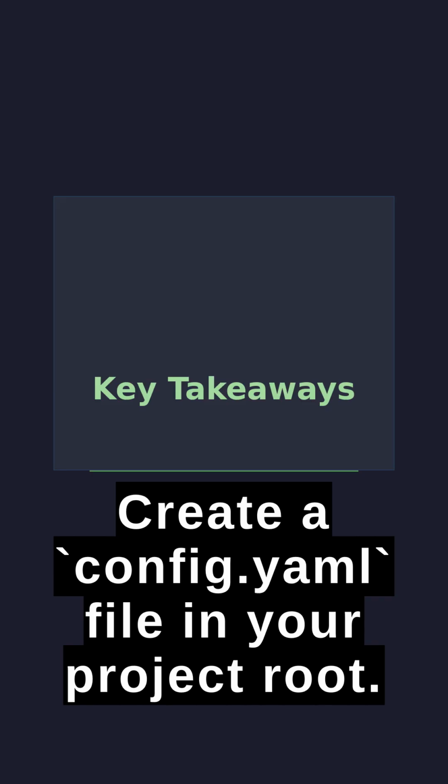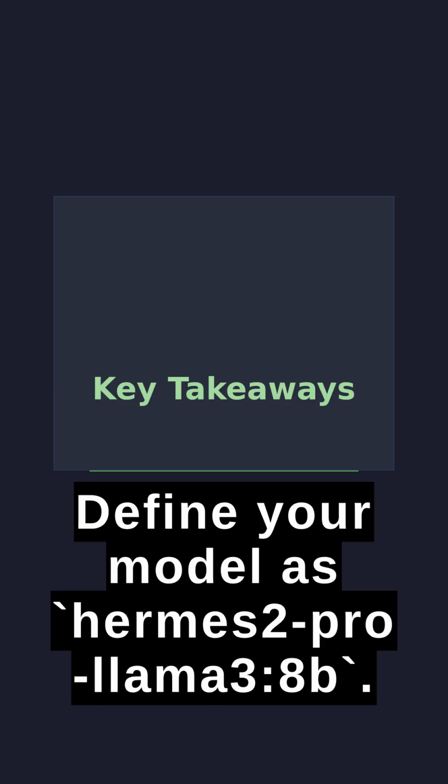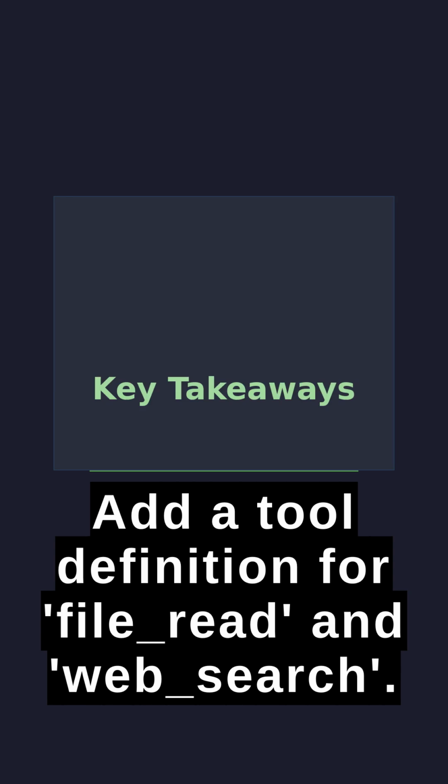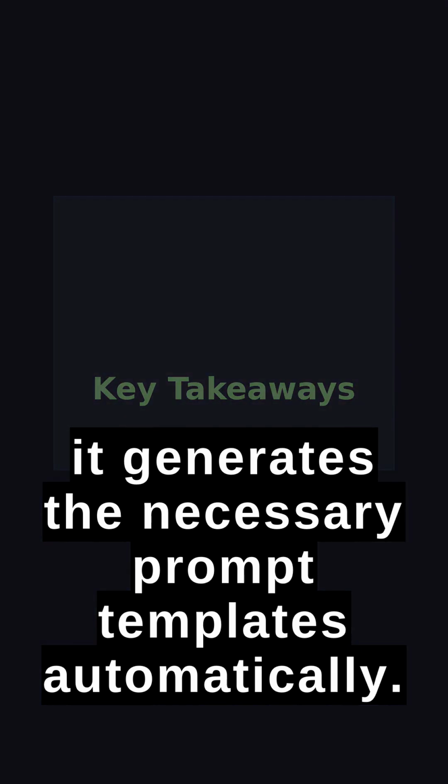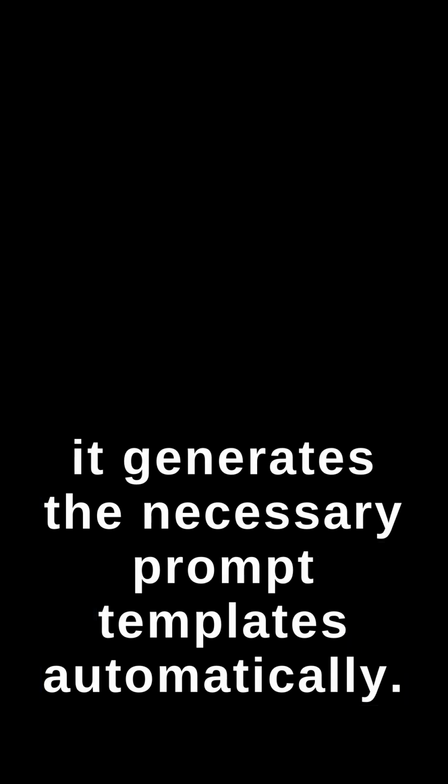Create a config.yaml file in your project root. Define your model as hermes2-pro-llama3:8b. Add a tool definition for file_read and web_search. When you run paperclip agent hermes, it generates the necessary prompt templates automatically. This setup ensures that every time the agent needs to access information, it does so locally and securely. No external API keys are required for the core logic.